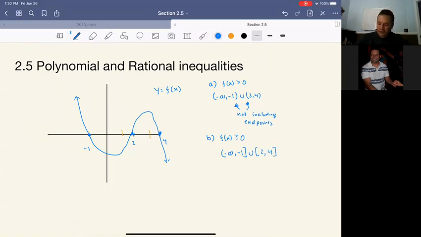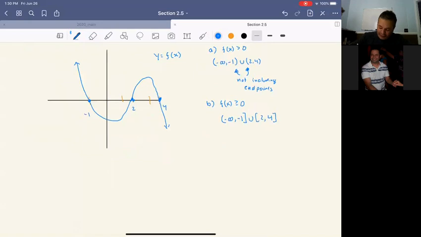Okay? And you could also actually ask, when is f of x less than 0? Well, definitely between -1 and 2, right? But again, we're not including the endpoints. Okay, we're not including that -1 or that 2. And then again, 4 to infinity.